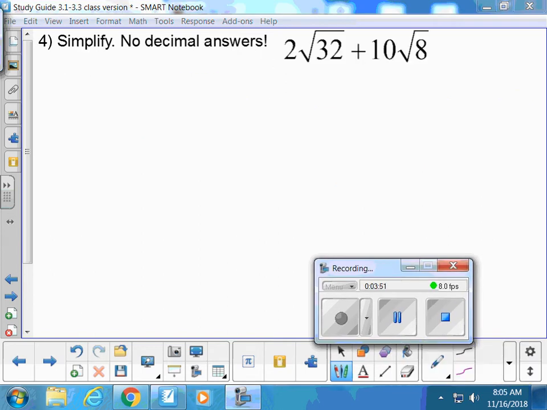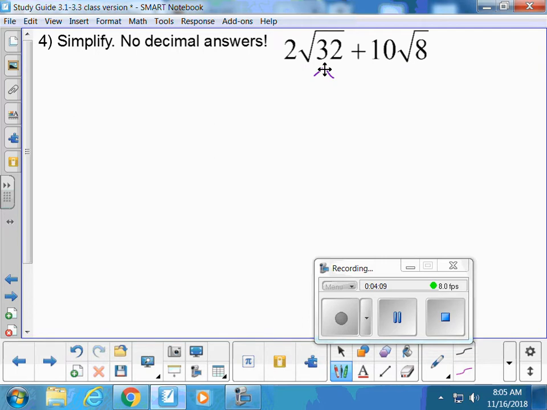Alrighty, we're on number 4. Anytime you're going to be adding radicals, you really need to make sure you have like terms. Do we have like terms here? Not so much. So let's use some simplifying to maybe get those like terms. We're doing square roots. You want to use your perfect squares to simplify this down.